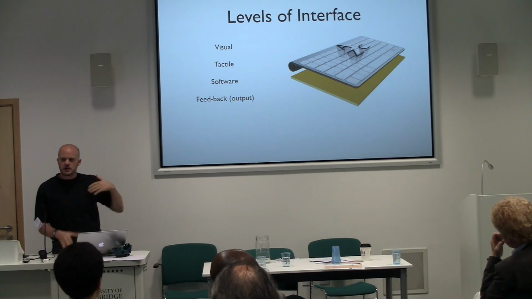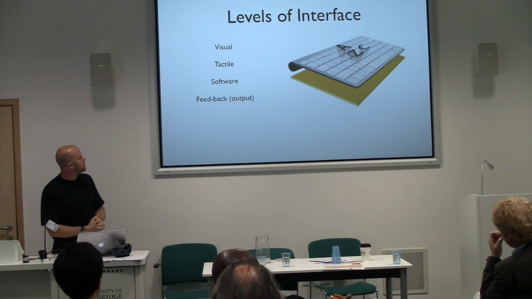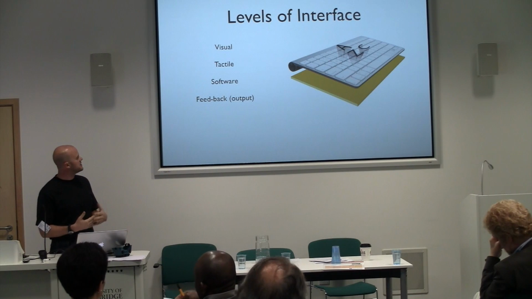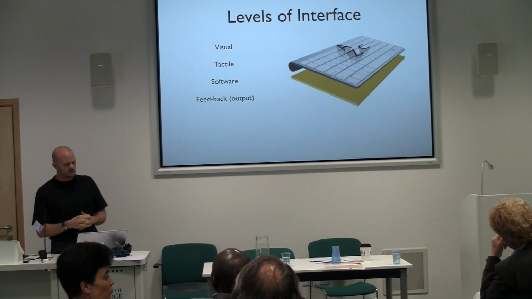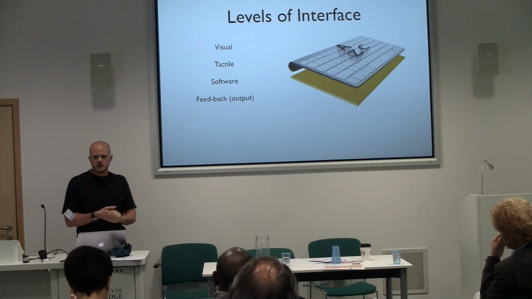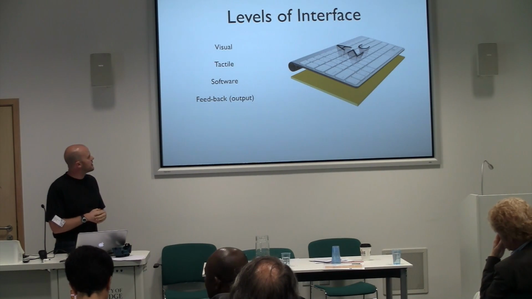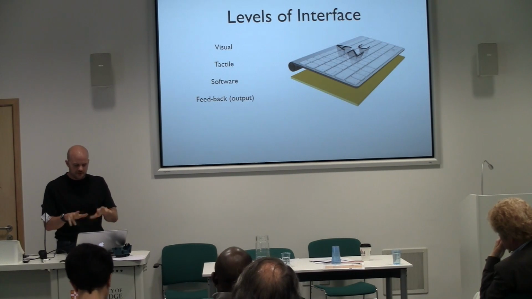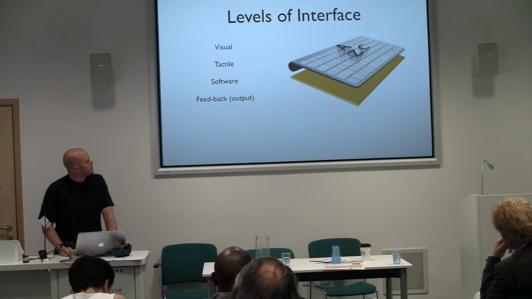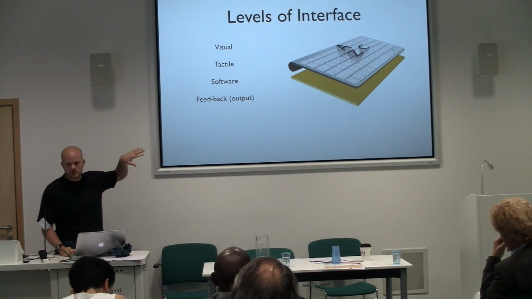user experience levels that we interface with the keyboard at. We have a visual level, so what's printed on the surface of the keys. We have a tactile level, so if I'm using dead keys to input diacritics or something like that, or how many fingers go where on the keyboard, how often. We have a software layer underneath the keyboard, in between the computer.